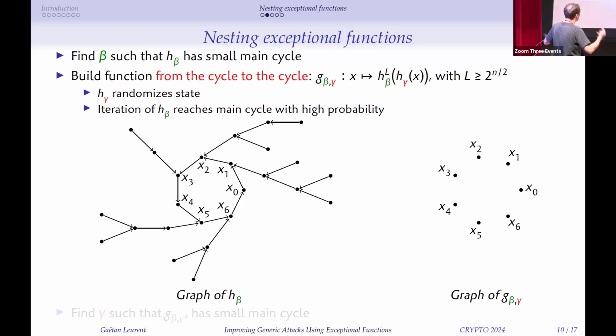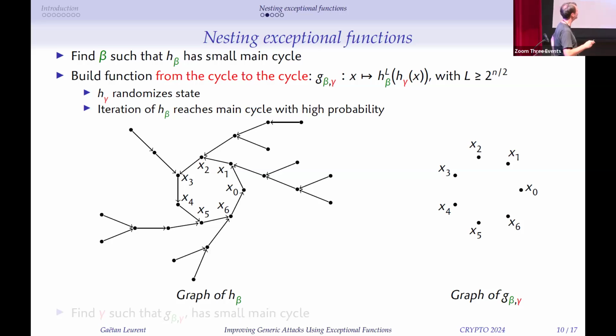So the idea is actually relatively simple. We start with some function h_beta. We look at the graph of the function. We know there is a cycle, and with high probability, when you use long messages with lots of beta, we end in this cycle. And the idea is we're going to build a new function that operates inside this cycle. So a function that starts from the cycle and ends in the cycle. And this function operates in a small domain. So at some point, it will also reach a cycle, but this second order cycle would be much smaller than the first one. And how do we build this function?